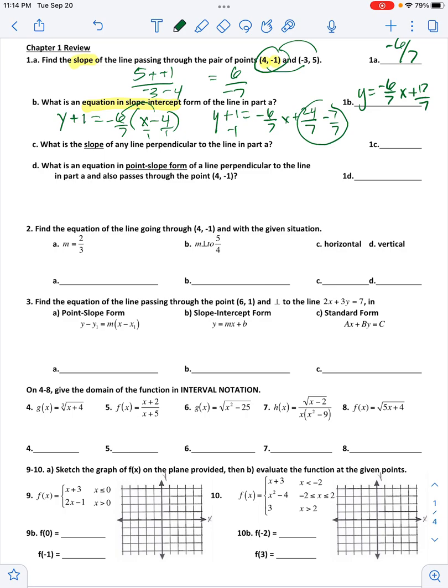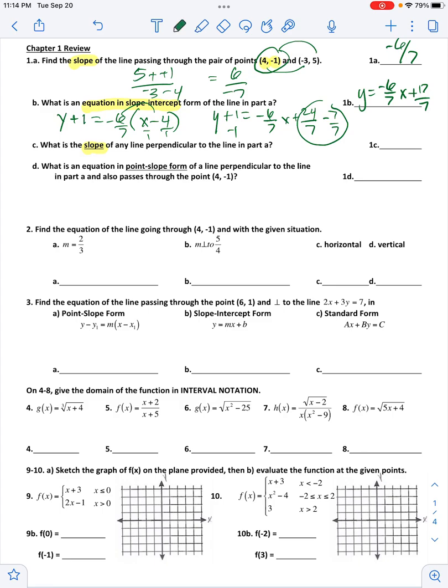All right, identify the question every time. Like, what is it asking you to find? What is the slope of any perpendicular line? Okay, so that's going to be asking for opposite reciprocal. So since that was negative 6/7, I'll be looking for positive 7/6. I flip it over and I change the sign.